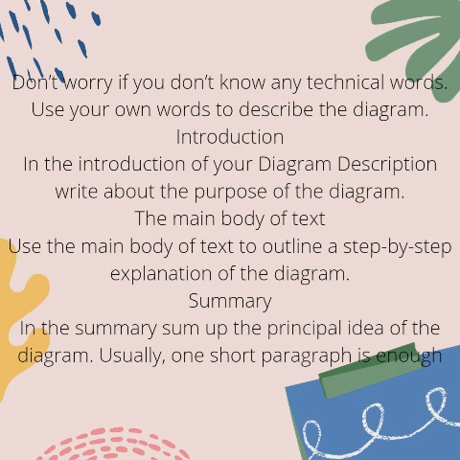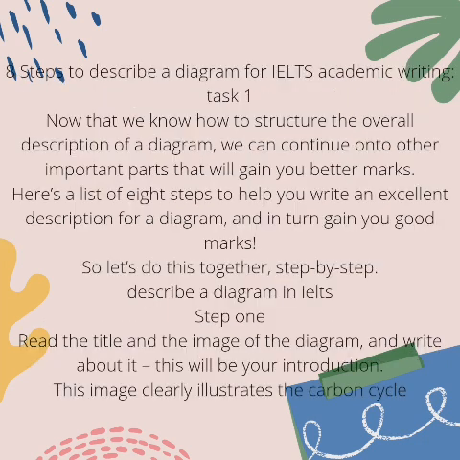The diagram. The first is introduction. In the introduction of your diagram description, write about the purpose of the diagram. The second is the main body of text. Use the main body of text to outline a step-by-step explanation of the diagram. And the last is summary. In the summary, sum up the principal idea of the diagram. Usually, one short paragraph is enough.